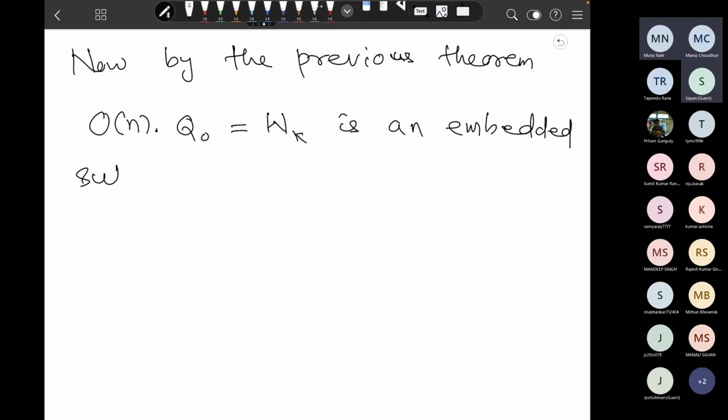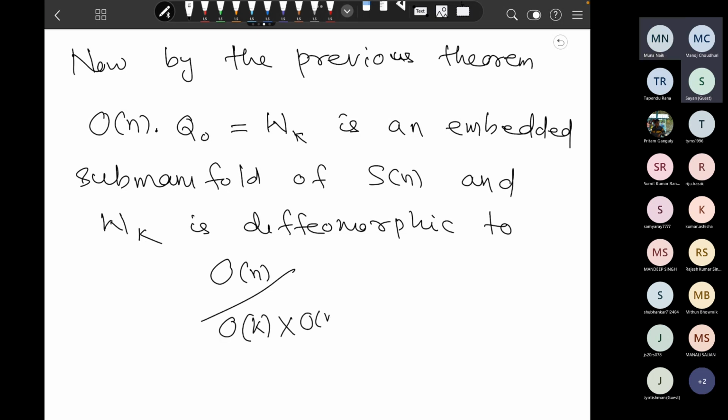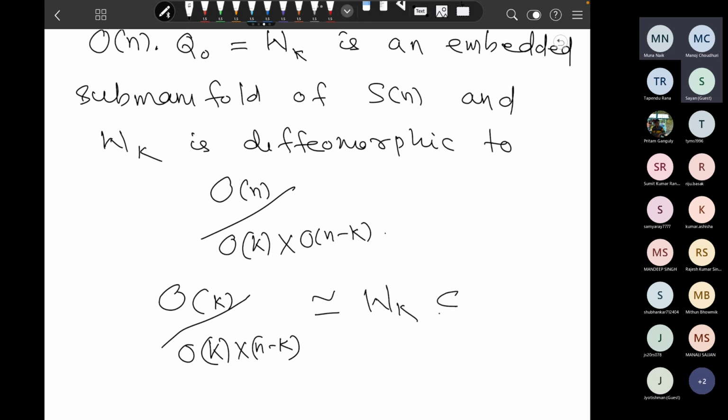Embedded submanifold of where? A submanifold of S^N. And W_K is diffeomorphic to the group by this stabilizer, and the stabilizer is really O(K) cross O(N minus K). So hence we get a smooth structure on W_K, so that O(K) cross O(N minus K) is really diffeomorphic to W_K, and W_K is an embedded submanifold of S^N.